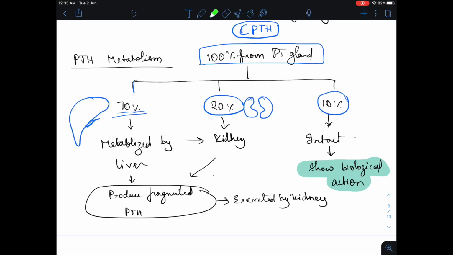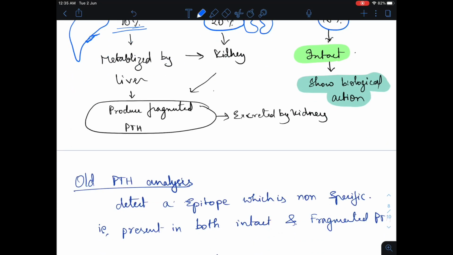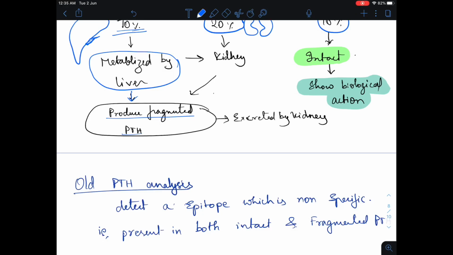So now our word came: intact. So what are these? Are they not intact? No. Those metabolized by the liver and the kidney are called fragmented PTH, and they are usually excreted by the kidney. Here there is a small difference between those metabolized by the liver and the kidney. Those metabolized by the liver will not have the NH2 terminal, whereas those by the kidney will have NH2. This is not a significant difference, but just to know it, because ammonia is converted by the urea cycle in the liver, so it will not allow NH2 to escape.